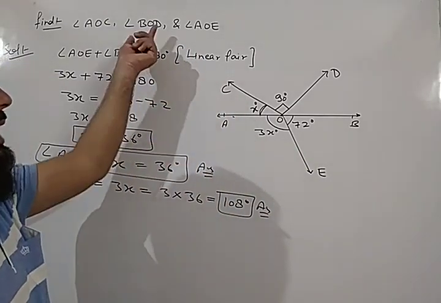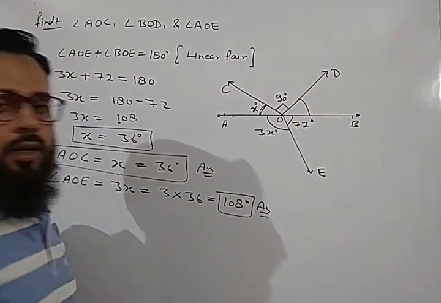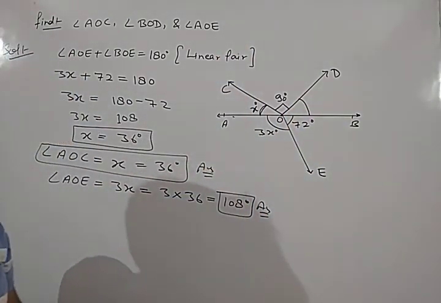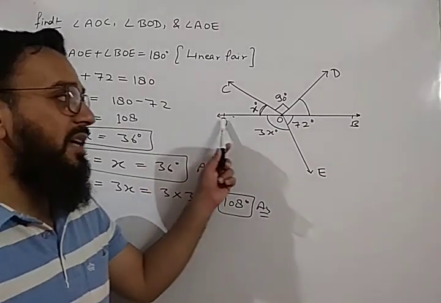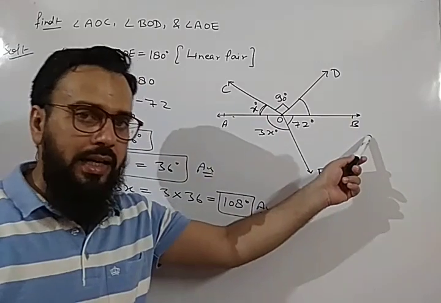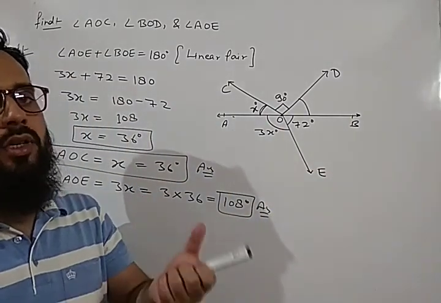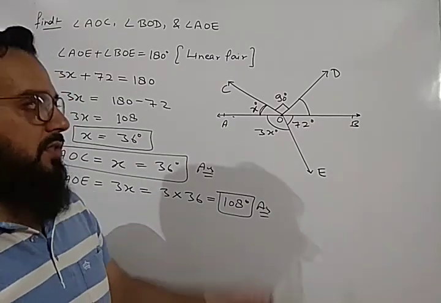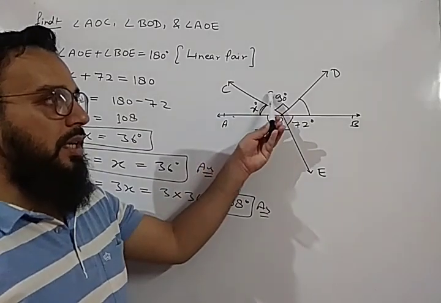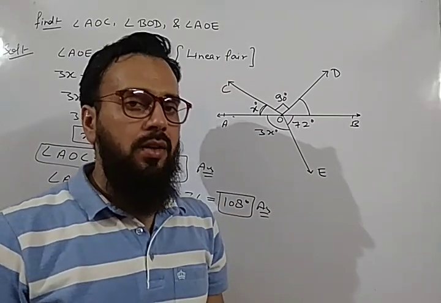Now the third is angle BOD. This is angle BOD. Now what can we do for angle BOD? Again we can say AOB is a straight line, and we know that sum of all the angles on a straight line is always 180 degree. It means we can say this angle X plus 90 plus this angle BOD, the sum of all the three angles will be 180 degree.